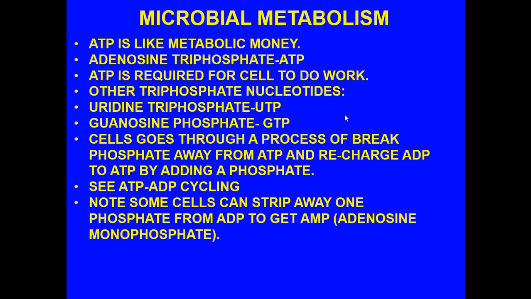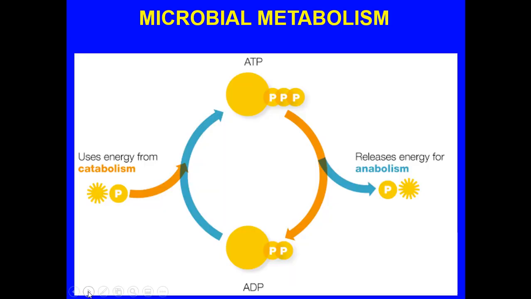Now, cells go through a process of breaking the phosphate away from ATP and recharging ADP to ATP by adding a phosphate. This is sort of like this ATP-ADP cycling. Some cells can strip away one phosphate from the ADP and get AMP, adenosine monophosphate. So you start off with 3 phosphates, you go to 2, and in some cases you can actually strip it right down to 1. Every time you break the bond with the phosphate, you get a certain amount of energy.